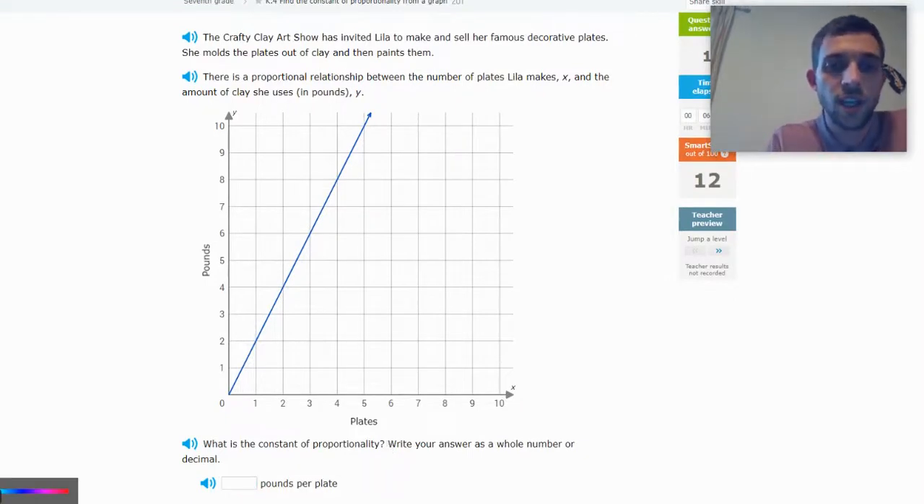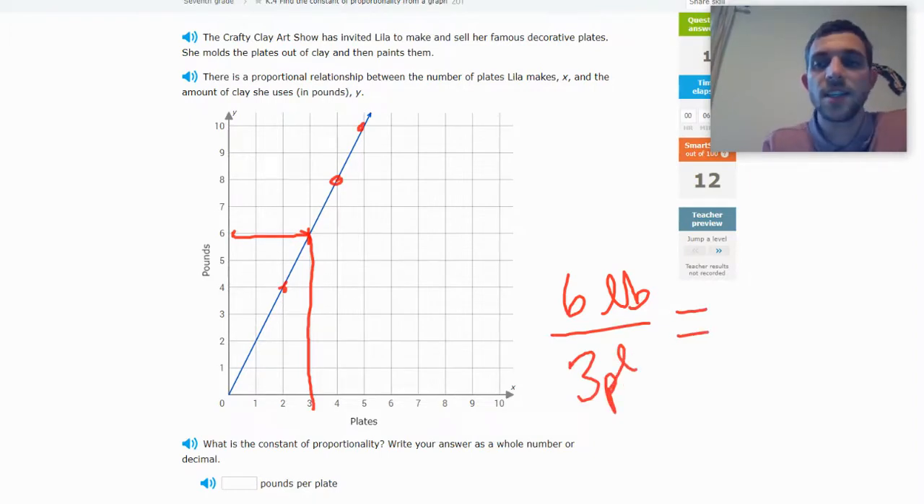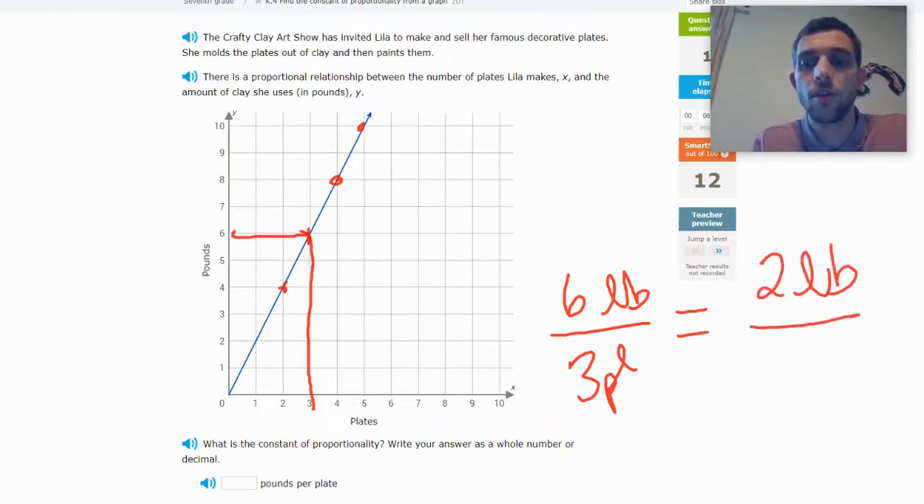So we can look and see that if we had 6, and I'm just picking a random one, we could go here or here or here. They just have to cross on the line. So I'm going 6 and 3. So we have 6 pounds and we have 3 plates. And if I simplify this and take 6 divided by 3, that's going to give me 2 pounds for every 1 plate.